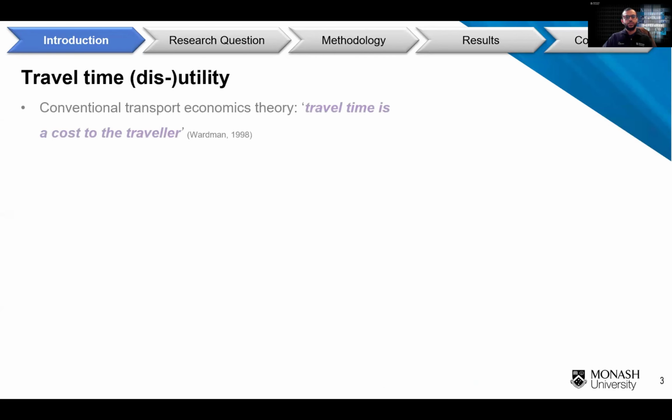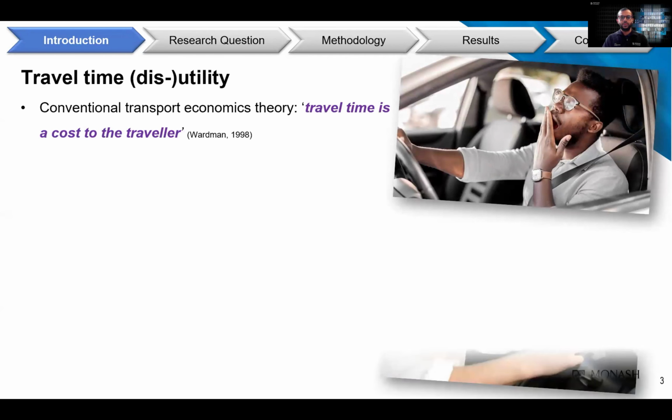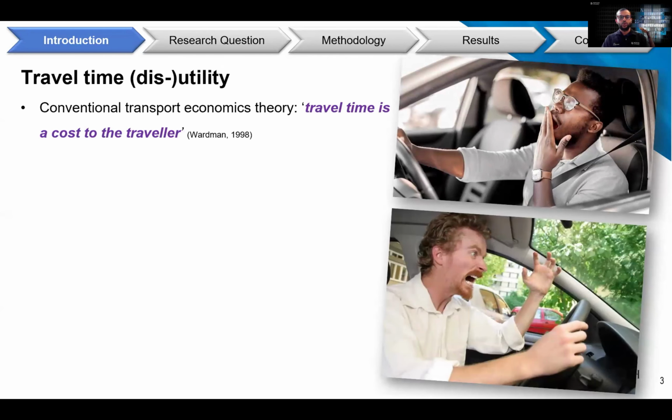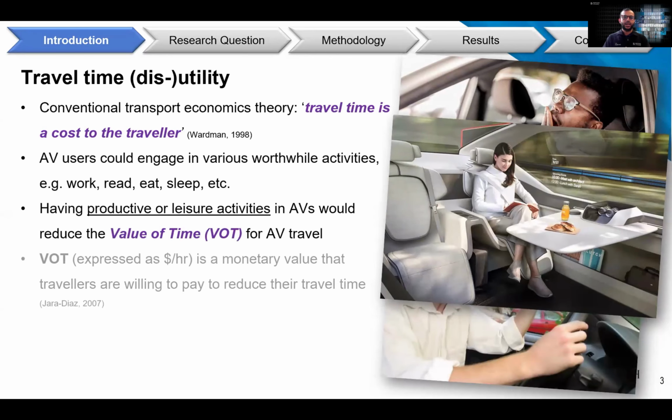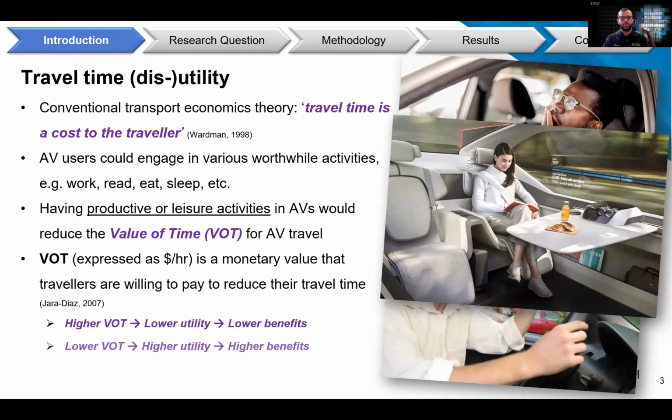In terms of travel time disutility, conventional transport economics theory considers travel time as a cost to the traveler. As a result, traditionally, all attempts have been made to reduce travel time. Now, AVs, or autonomous vehicles, could engage people in worthwhile activities, either productive or leisure. In return, if people are engaged in these activities, their value of travel time, or in short, the VOT, could be reduced.